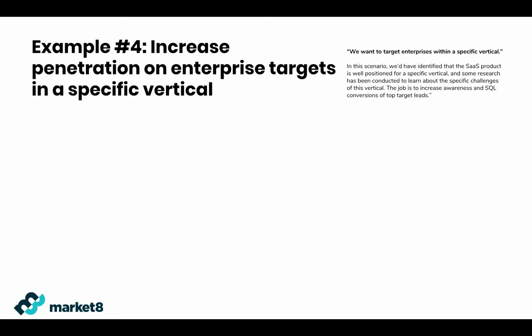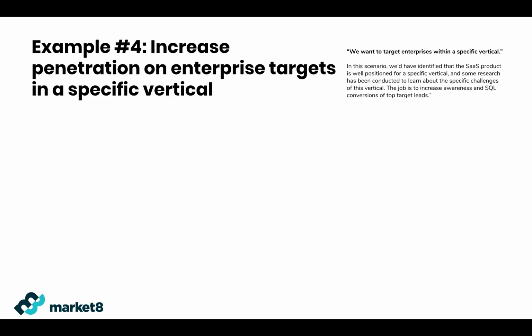Example 4: let's say you want to go after a specific set of enterprise targets in a specific vertical. So the use case is we want to target enterprises within a specific vertical, let's say automotive or high tech. In this scenario, it has been identified that the current product you already have is uniquely positioned to penetrate a specific vertical. You have a unique advantage there, and that seems like a good decision.